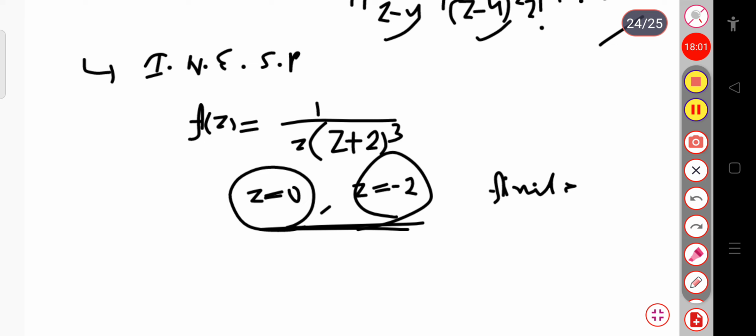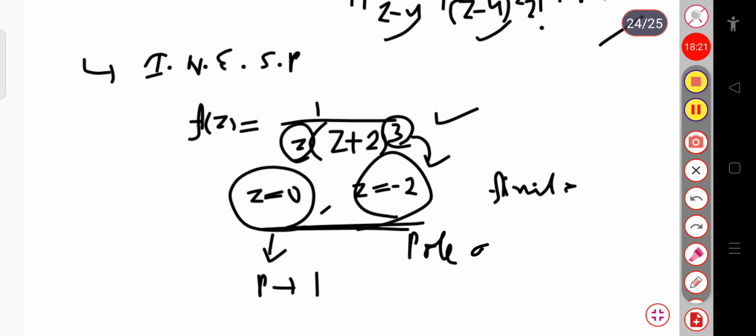Now from this we can also calculate the pole. When z equal to 0, here the power is 1, so we can say that at z equal to 0 this is a pole of order 1. And when z equal to minus 2, here the power is 3, so we can say that this is a pole of order 3. That is, at z equal to minus 2, the pole is of order 3.